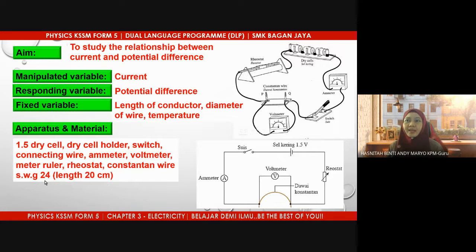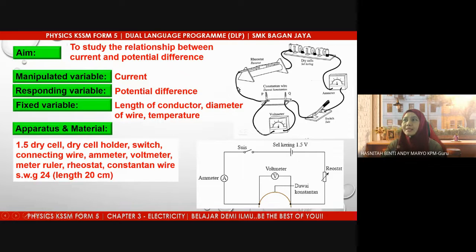Here we are using SWG 24. When you use a greater number, SWG 32 for example, the cross-sectional area of the wire will be smaller. Bigger SWG shows smaller diameter. Smaller SWG shows bigger diameter or a big cross-sectional area of the wire. So it is inverted. And we are using about 20 centimeter length of wire in this experiment.